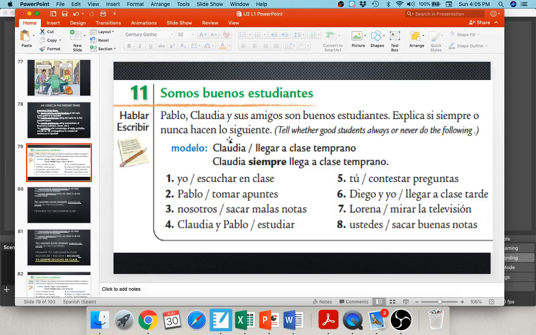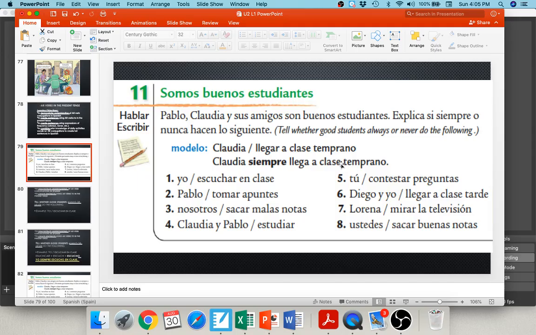Here in the model, it gives you that Claudia llegar a clase temprano. So Claudia and then to arrive to class early. Well, we're not trying to say that Claudia to arrive. We want to say Claudia arrives. And it tells you in the directions here to tell whether good students always or never do the following.